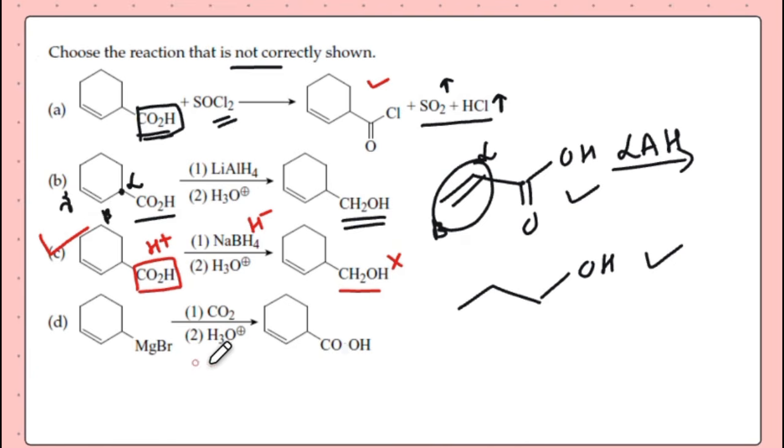The reaction given in option D is correct. How so? It is a Grignard reagent. When it is treated with carbon dioxide, you see that this carbanion will attack this carbon and it's going to form a carboxylate salt. Upon hydrolysis, we are going to get the corresponding carboxylic acid. Therefore, the incorrect reaction is as shown in option C.